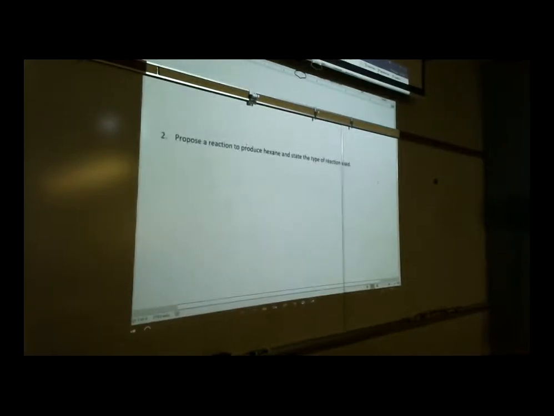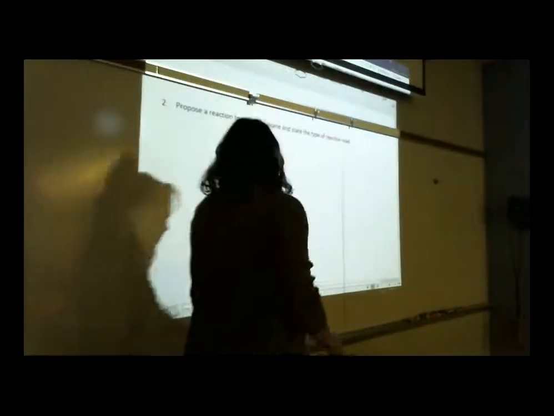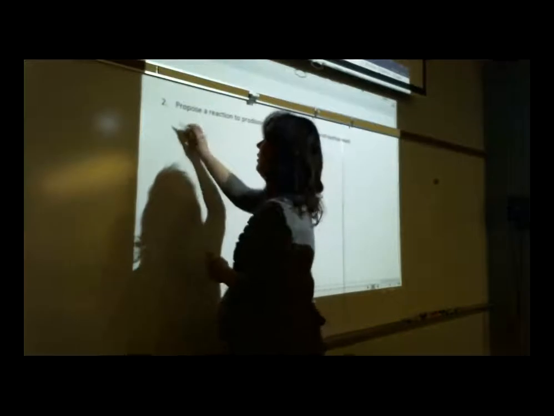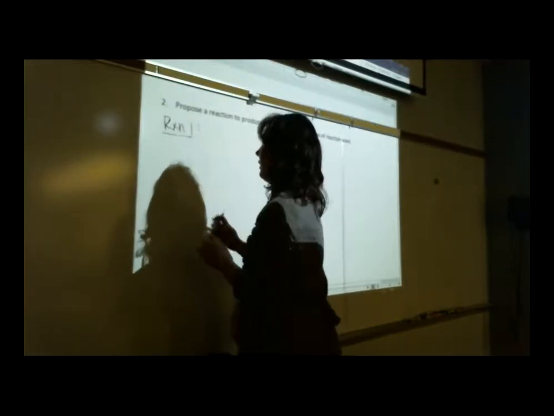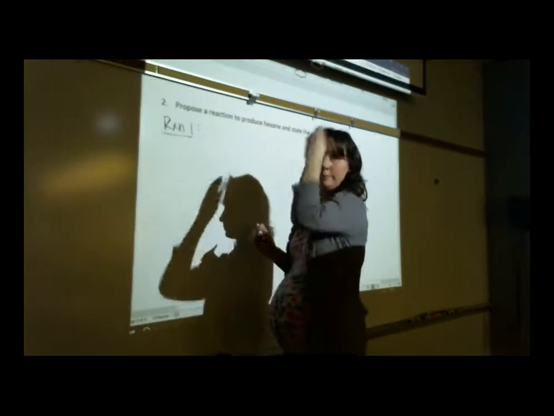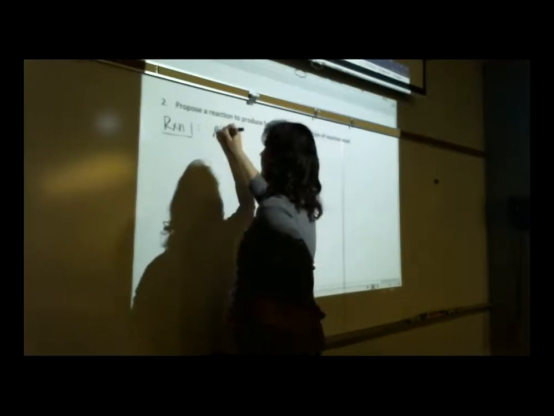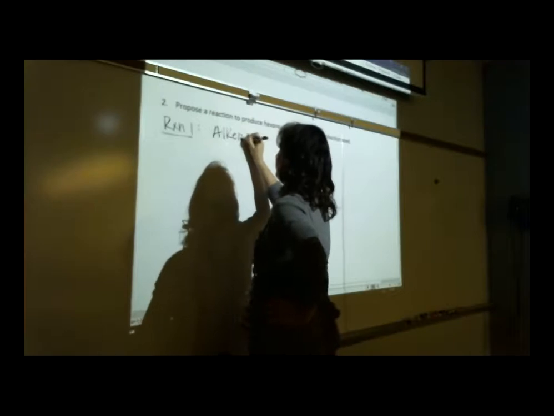Reaction to produce hexane. Boy, there are a lot of things that could produce hexane. Right? There are two options that I came up with. What's one that you came up with? Right, alkene hydrogenation.